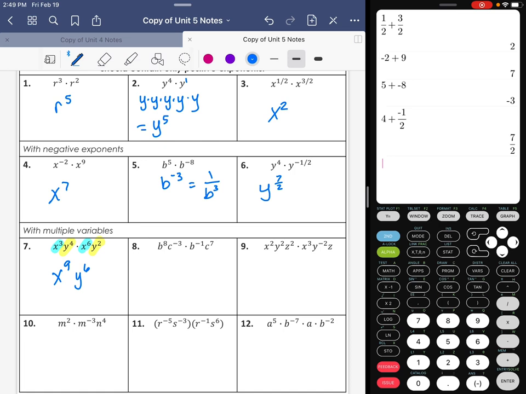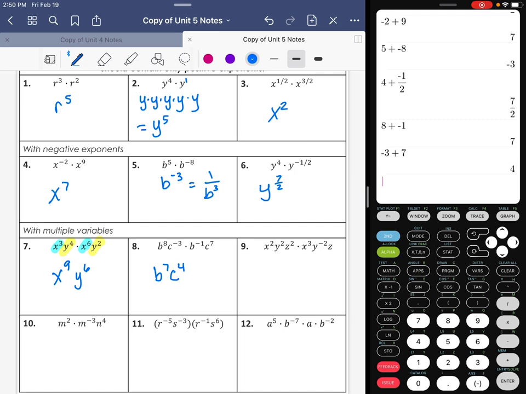Okay? Same thing with number 8. I'm going to have b to the 7th because 8 plus negative 1 is 7. And then I'm going to have c to the 4th because negative 3 plus 7 is 4.